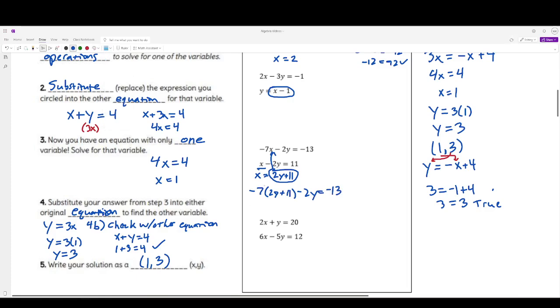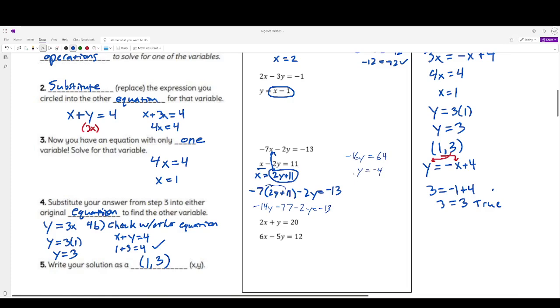Okay, so distributing negative 7, I get negative 14y minus 77 minus 2y equals negative 13. I combine my like terms and get negative 16y, and then I add 77 to both sides. 77 minus 13 is 64. Dividing by negative 16, we find y equals negative 4.